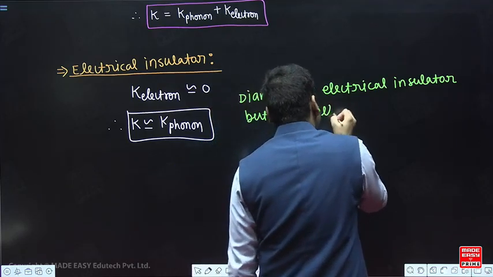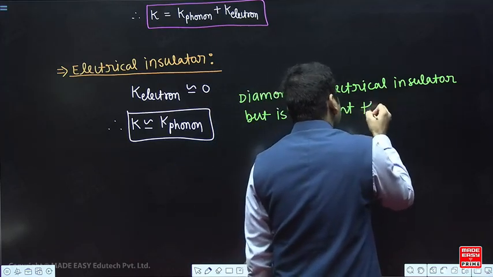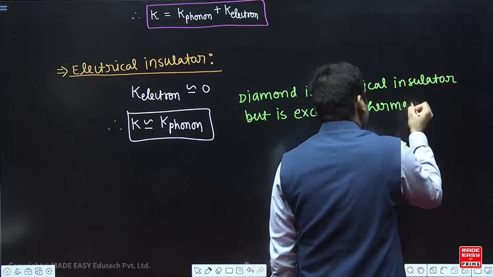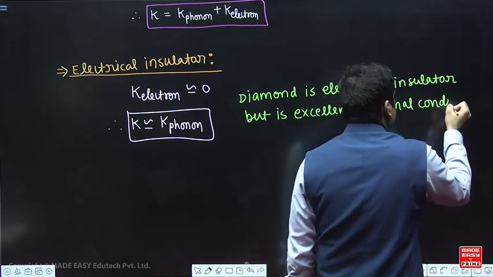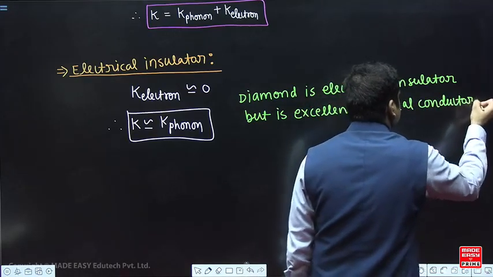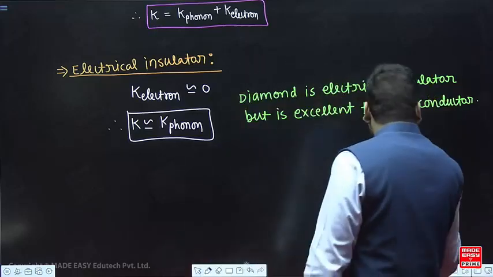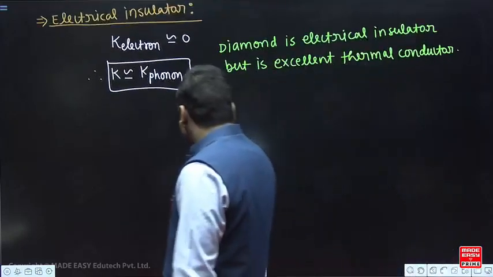Excellent thermal conductor. It is an excellent thermal conductor. You can write it this way. Now suppose we are talking about metals.